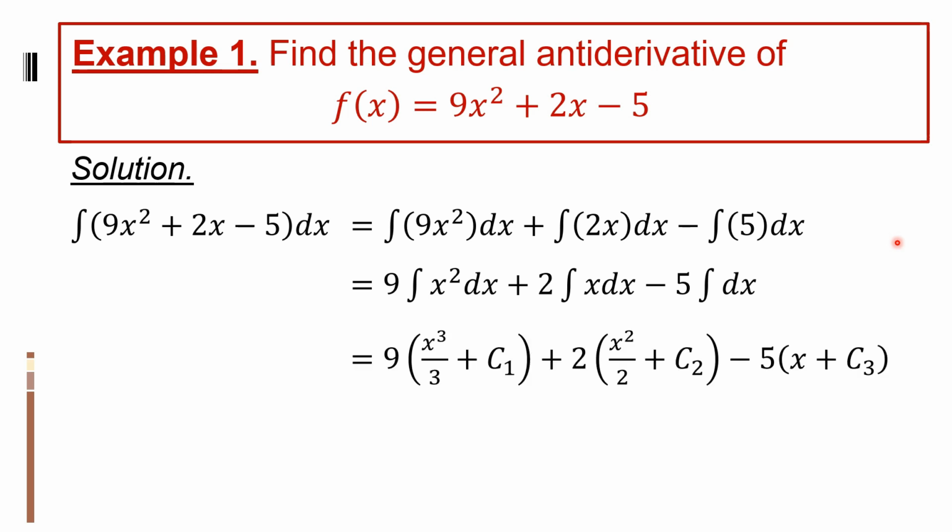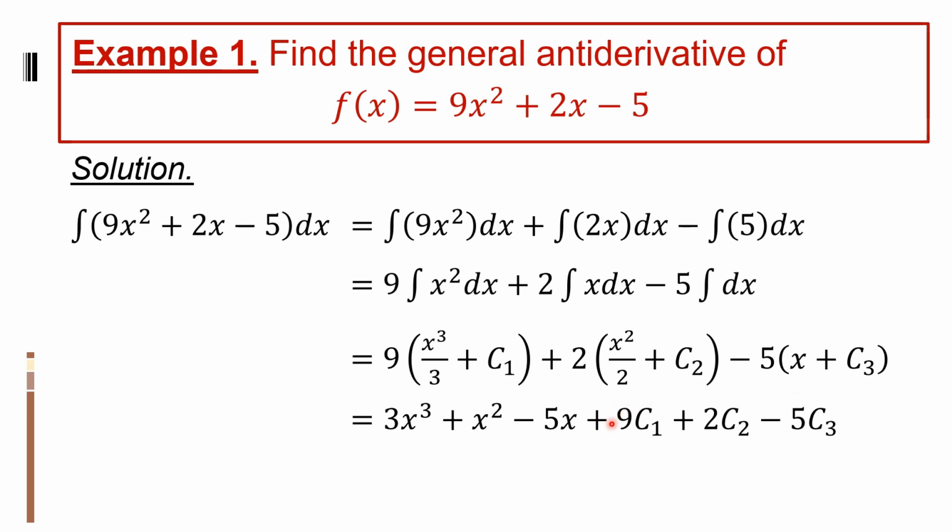Then, by power formula, we have here 9 times x cubed over 3 plus c sub 1 plus 2 times x raised to 2 over 2 kasi nagdagdag tayo ng 1 dito, nagdagdag din tayo ng 1 dito, plus c sub 2 minus 5 times the derivative of dx is just x plus c sub 3. Or we now have 3x cubed plus x squared minus 5x plus 9c sub 1 plus 2c sub 2 minus 5c sub 3. Pero ano ba itong mga to?